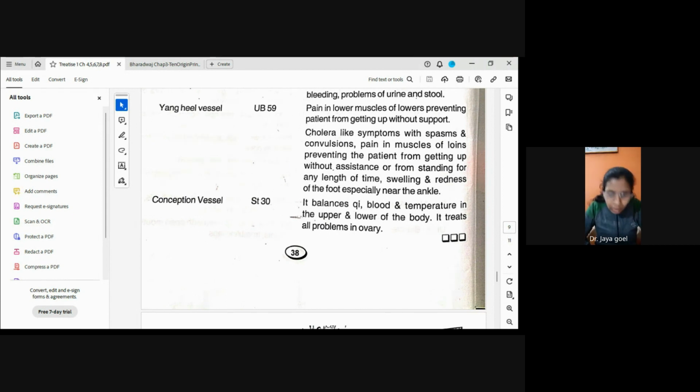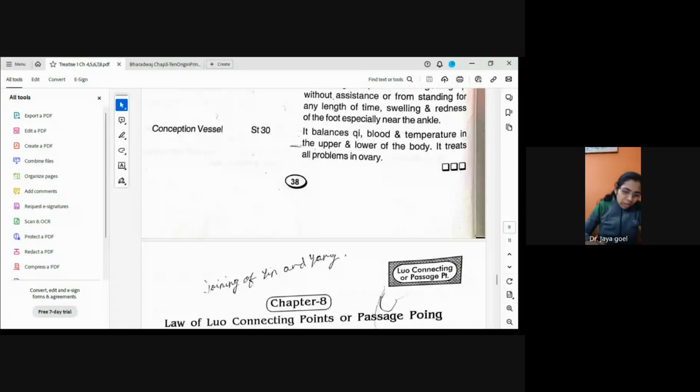Now, the conception vessel, it is ST30. It balances the qi and blood and the temperature of the upper and lower body. It treats all problems of the ovary. Any problem of the ovary is treated on ST30. These are the things you have to learn.